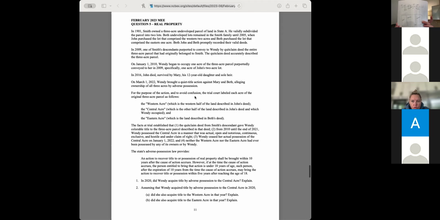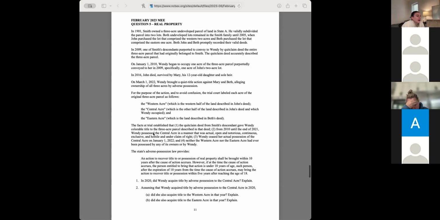So on the bottom, we have my diagram of the lots. We have Eastern, Western, and Central. And then up at the top, we have the diagram of the timeline of what's happening. I think one of the biggest issues people have with property questions is they get super overwhelmed by all of the material and facts that they're telling you.